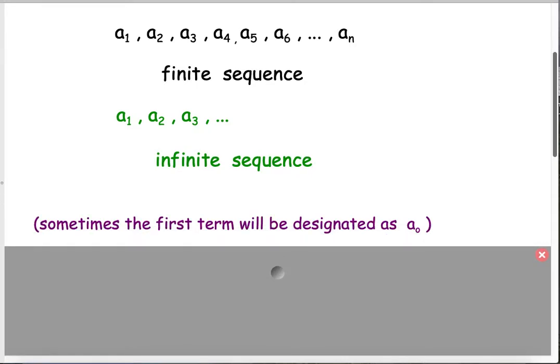Every once in a while you'll see some textbooks that have the first term designated as a sub 0. So in that case, a sub 5 would actually represent the sixth term. So you have to be aware of how it's designating the first term. But usually a sub 1 is the way we go.